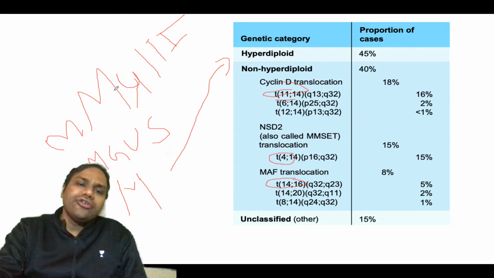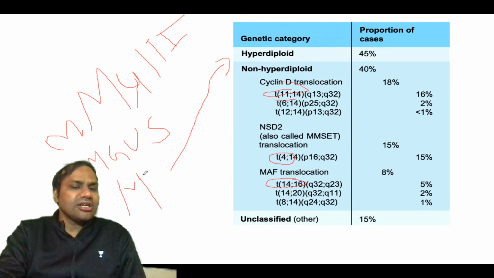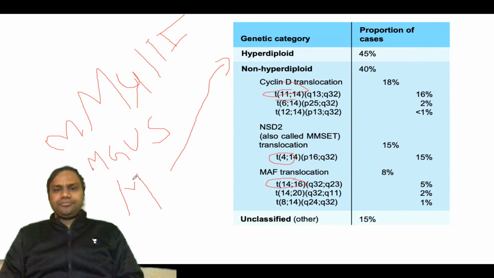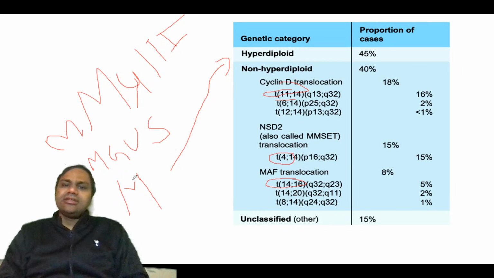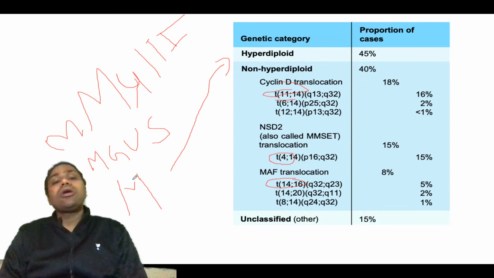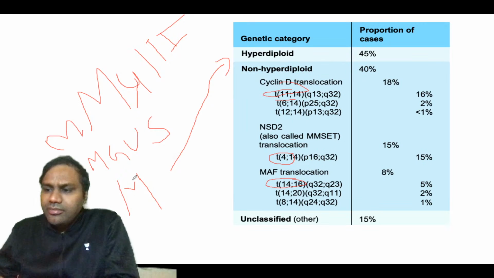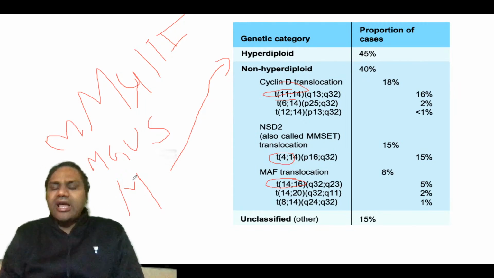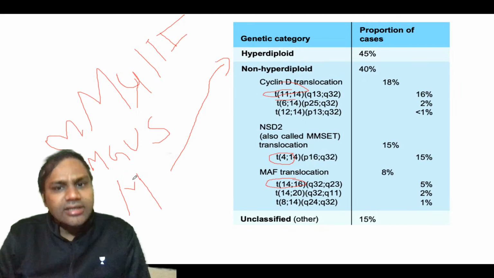Okay, so when you write U, this is U, so 4-14 translocation and 11-14. So when you write M, 11-14 translocation. These are two very important translocations which you see in case of multiple myeloma. Now, the most common translocation will be associated with chromosome number 14, that is, with the immunoglobulin heavy chain, which is 14.